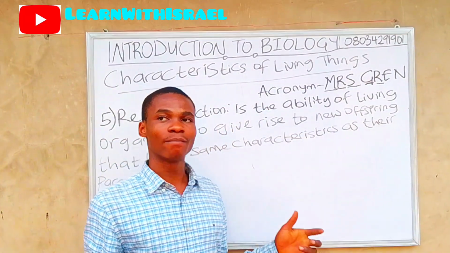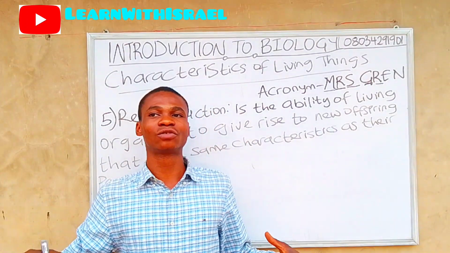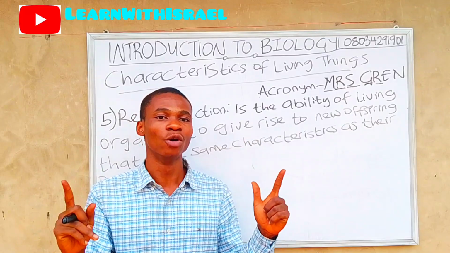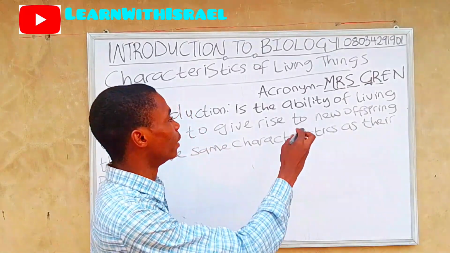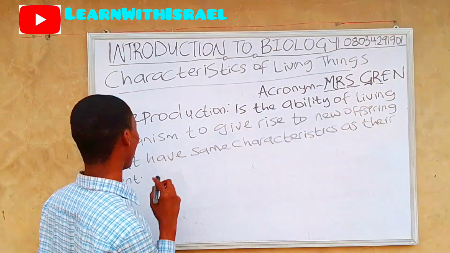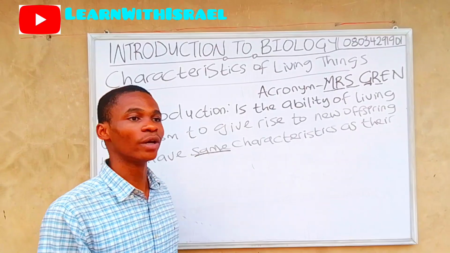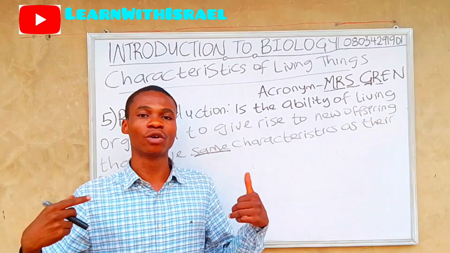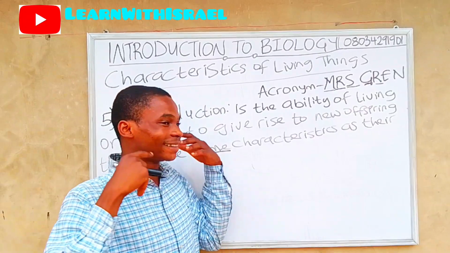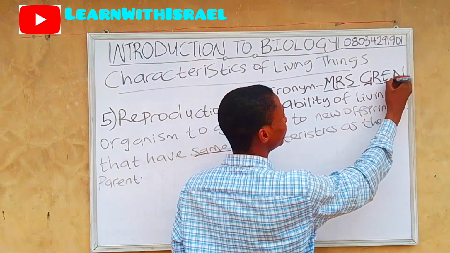So, for example, have you heard about a goat giving birth to a sheep? Or have you heard about a cat giving birth to a dog? No, that's not possible. So, that's why they said it is the ability of living organisms to give rise to new offspring that have same characteristics. So, a goat will always give birth to a goat. So, that's what I'm driving at here, the same characteristics. So, let's move to the next one, which is E.